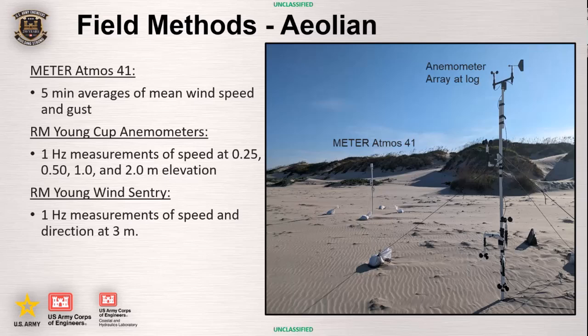So looking at some of the aeolian field data collection methods, this is the wind side of the equation. Here you can see we're using a few different instruments. The first one I want to highlight is the Meter Atmos 41. This is an all-in-one weather station. It's got a 2D sonic anemometer in it.